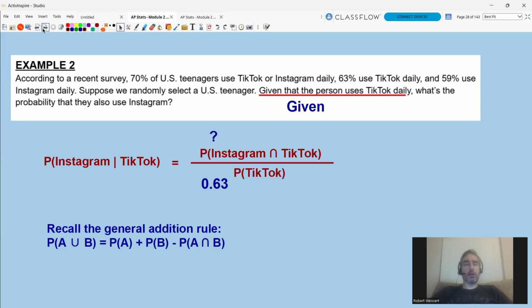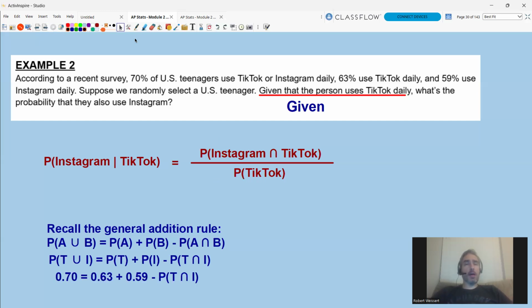So we'll have to use that general addition rule we learned back in the last lesson and figure out what that overlap is. Recall that we're given, I'm going to use T and I, T for TikTok and I for Instagram to make this a little bit easier. We're given the 70% for or. So this right here is the or part. So we're going to put that over here on the left side. And we're given the individual probabilities. What we'll do is add those together and then subtract. So if you do a little bit of math on that, which we've done before, you get 0.52. So 52% of teenagers are both Instagram and TikTok users.